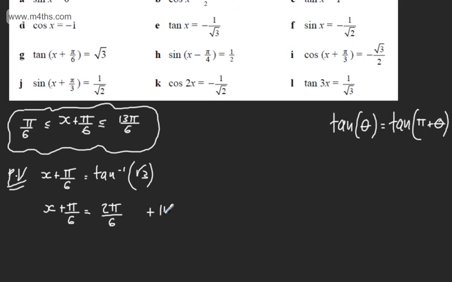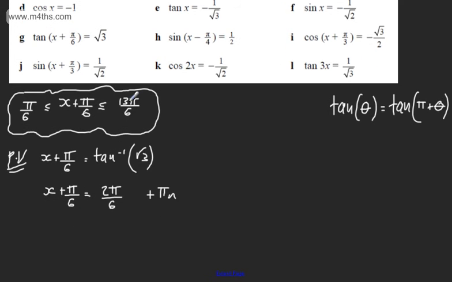So if we think about the next one now, we're interested in the interval between pi by 6 and 13 pi by 6. Now 2 pi by 6 you can quite clearly see is bigger than pi by 6, and of course pi by 3 would be bigger than pi by 6. So this one fits in the interval. Let's now look at adding one lot of pi. So we've got x plus pi by 6, and I'm going to add 6 pi by 6 at this stage. If I do that, I'm going to end up with 8 pi by 6.